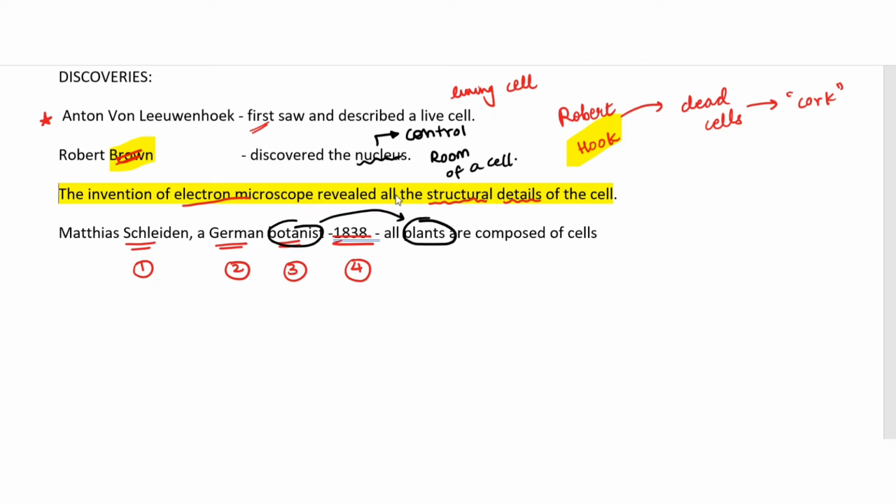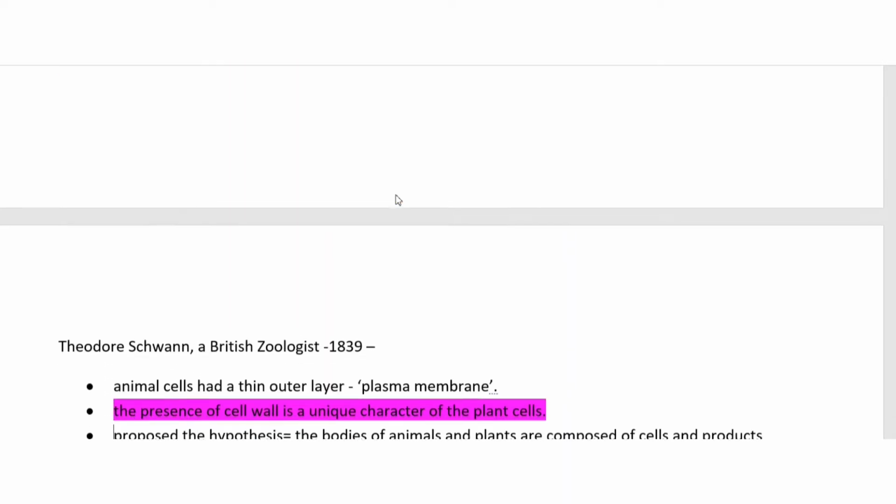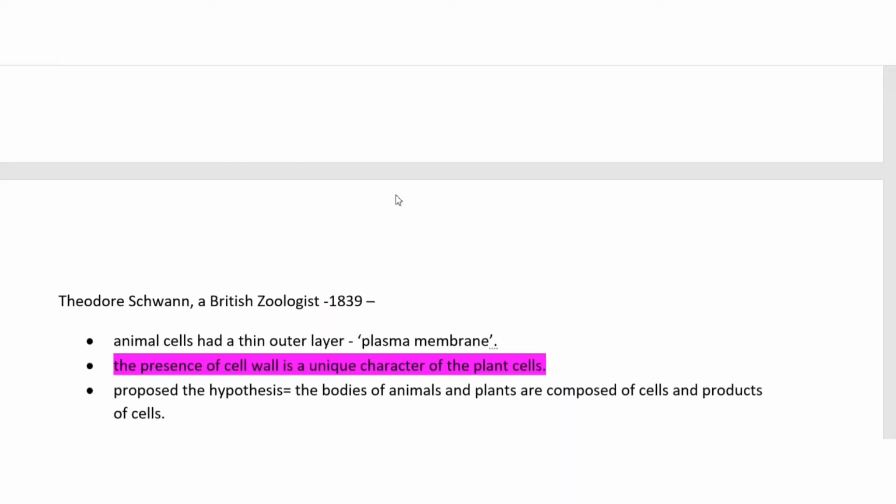Next we have Schwann. He is a British zoologist and in 1839. Same four data here also. Schwann, the scientist name, and he is British. He is a zoologist. And when did he find it out? He found it out in 1839, the very next year. So we have four things to remember here. So what did he find out?